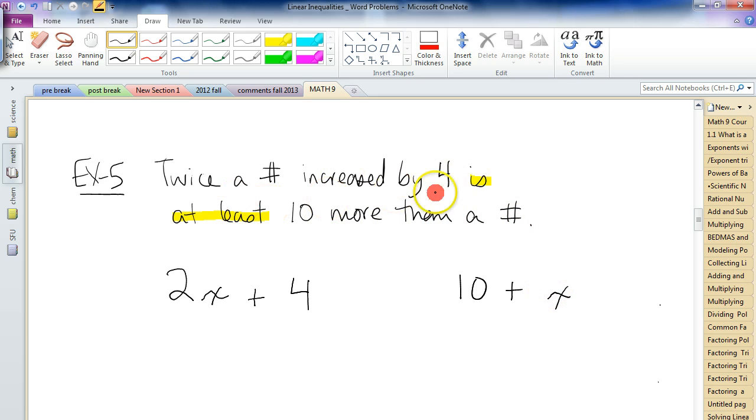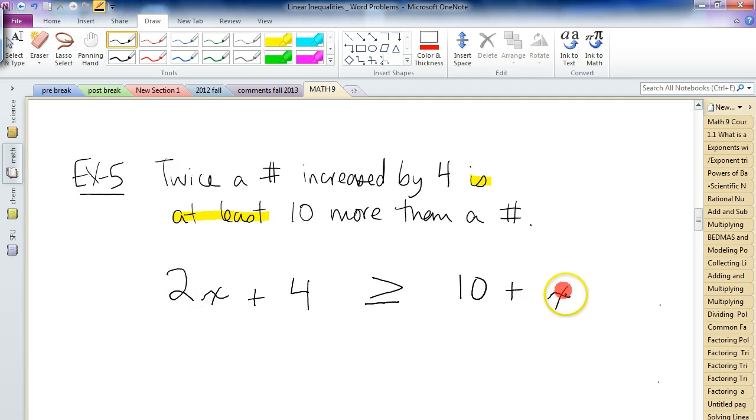Is at least. So "is" means they could be equal. At least, so they're saying this is at least 10 more than that side. So it means this side is greater. So that means that's the sign we're going to use. All right. And from here, it's just doing the regular stuff we've been doing all along.